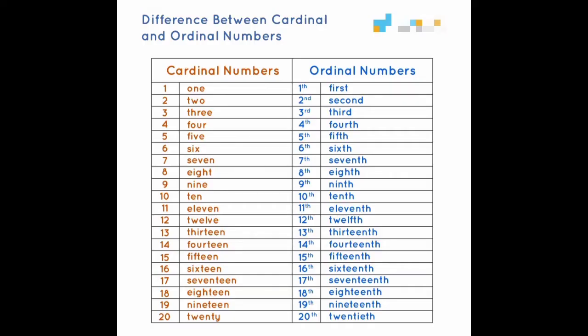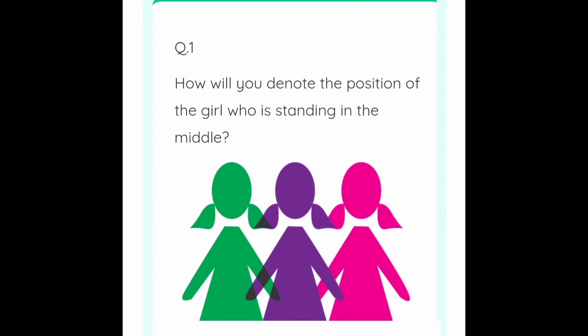So what is the difference between cardinal numbers and ordinal numbers? The major difference: in cardinal numbers, we take 1, 2, 3, 4, 5, 6, 7. The normal numbers, the natural numbers, are called cardinal numbers. Ordinal numbers are positions: first place, second place, third place, fourth place, fifth place, sixth place, seventh place, eighth place, ninth place, 10th place. Like that, we will see all the places up to 20th place. Now we will solve some example problems.